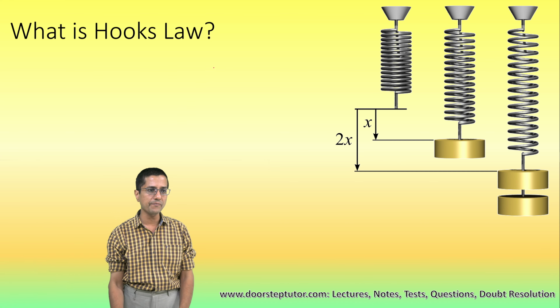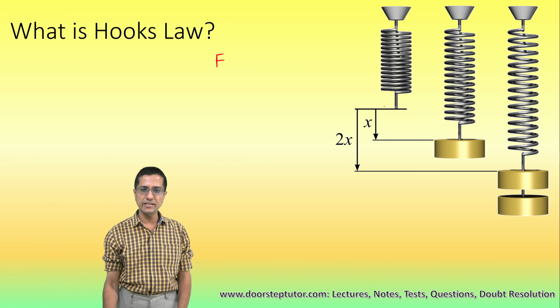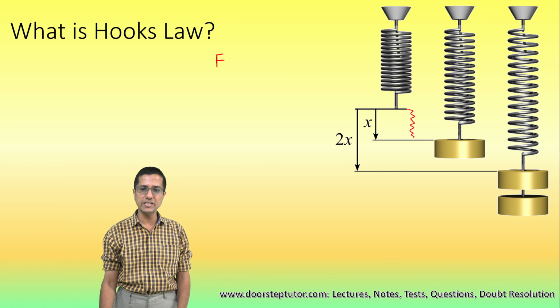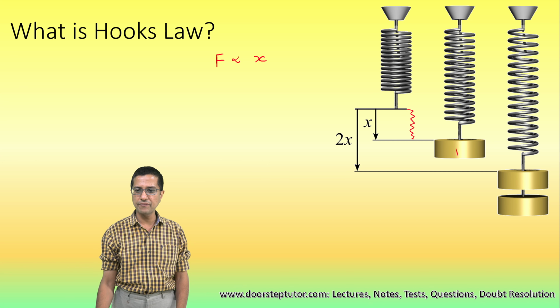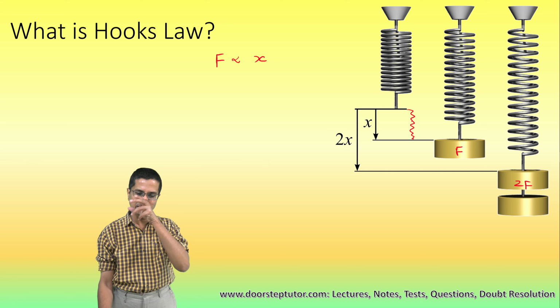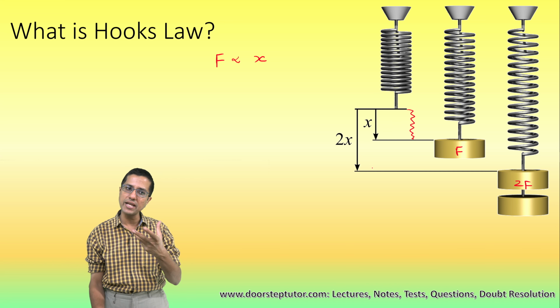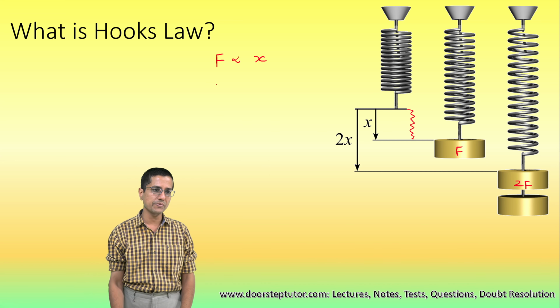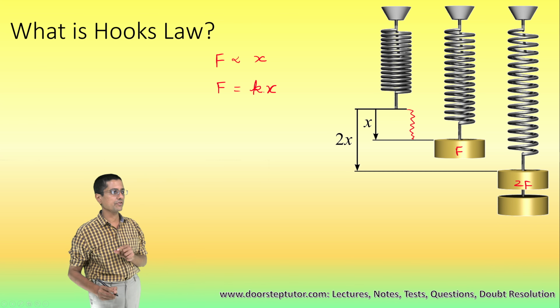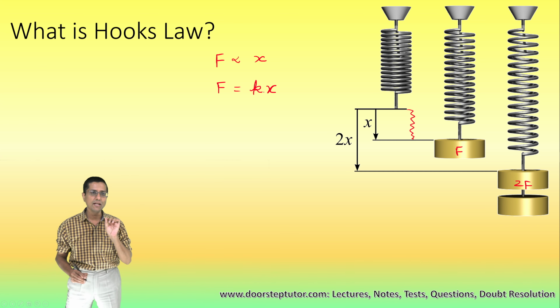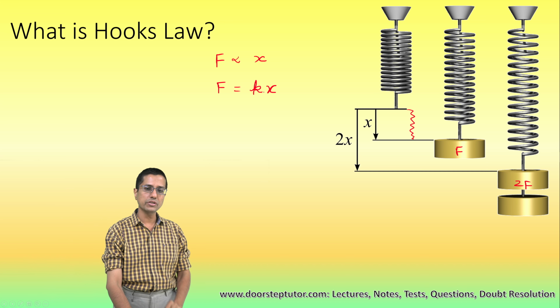So what does Hooke's law say? Hooke's law says that the deformation or the change in length of this spring, which is x, is directly proportional to the force which has been applied to it. So here we had applied a force of F, here we have applied a force of 2F. So here the deformation was x, and as the force became twice, the deformation also became 2 times. And this is generally written as F is equal to Kx, where K is the spring constant. So this is F is equal to Kx. This is the general form of Hooke's law.